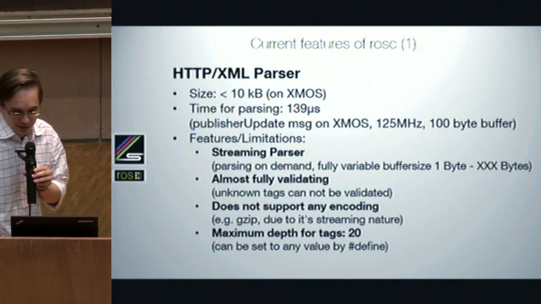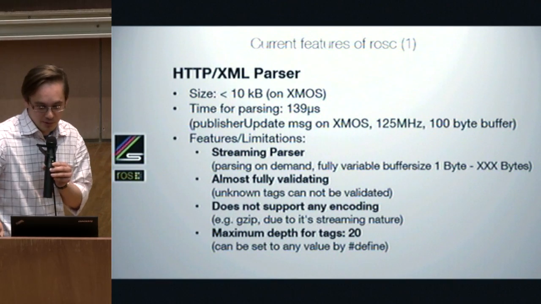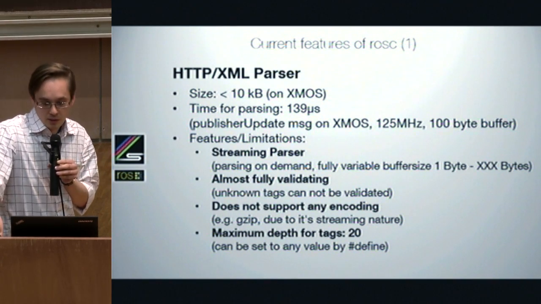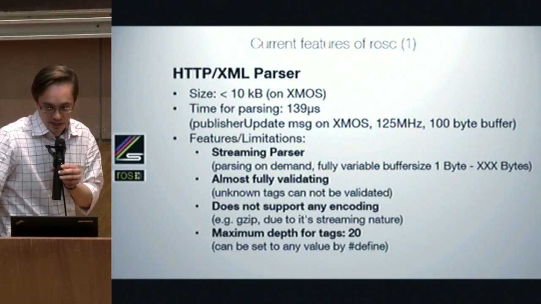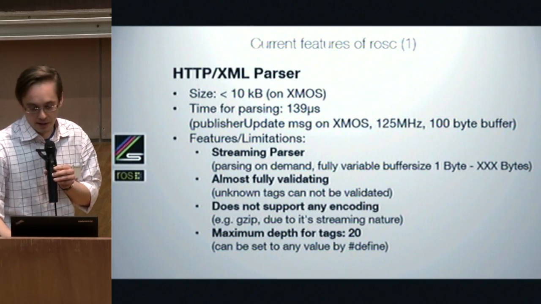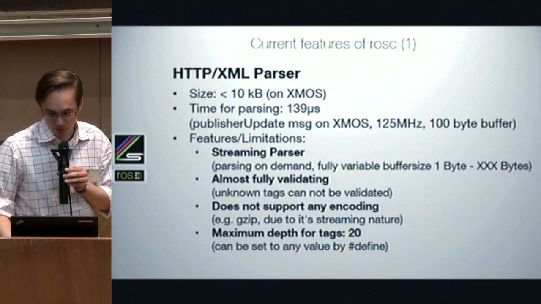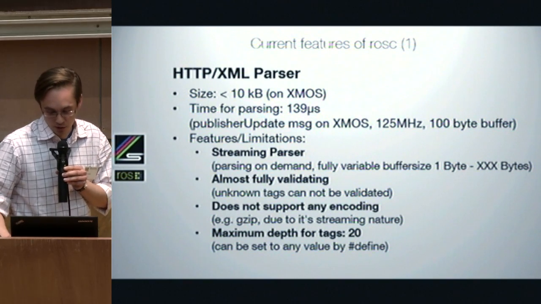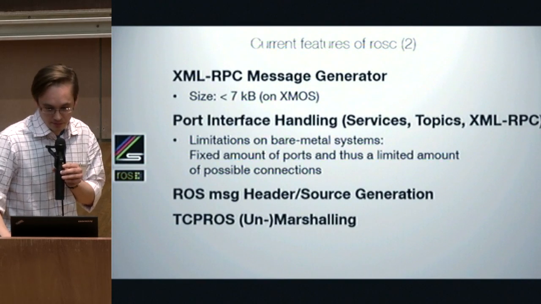So where we are currently, we have an acceptable fast XML RPC streaming parser, which is more or less the biggest part of the story. It is almost fully validating, but does not support encoding like gzip, and you need to set a limit for the tag depth that you want to be able to parse.